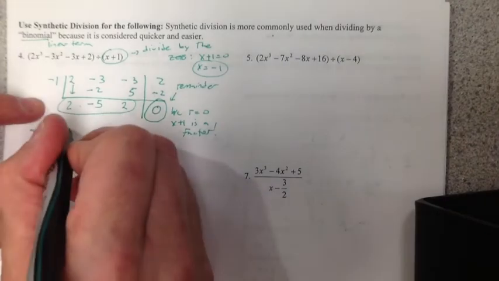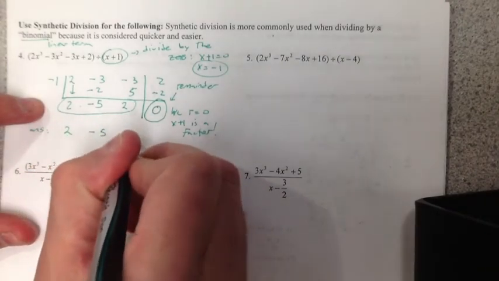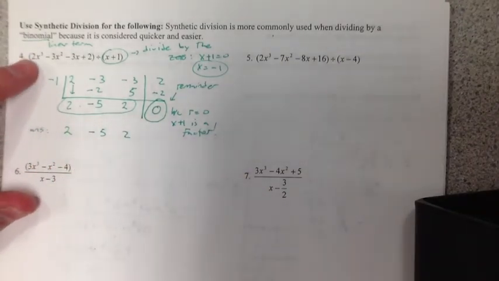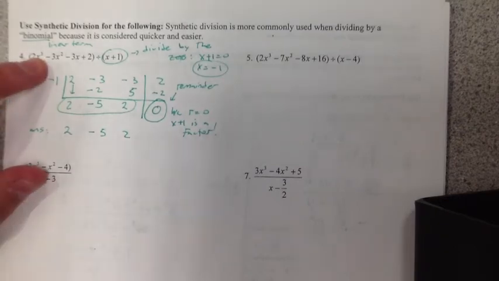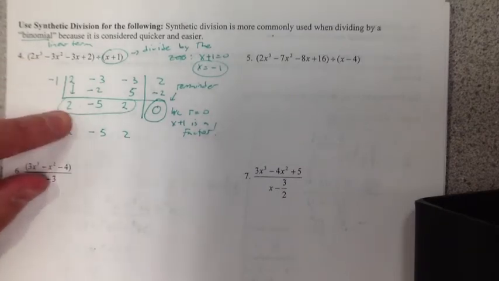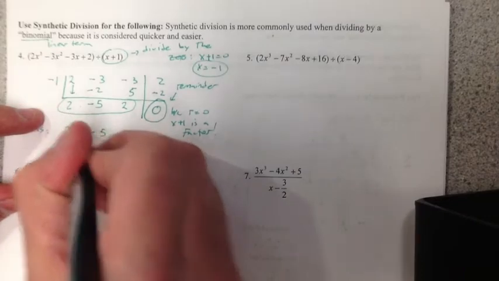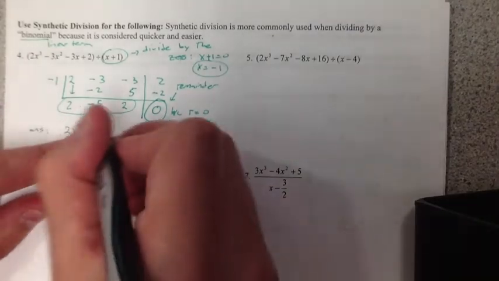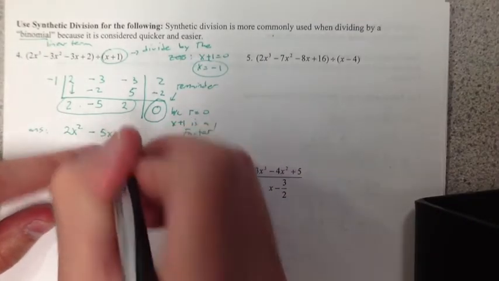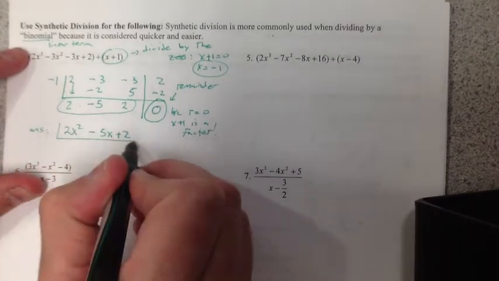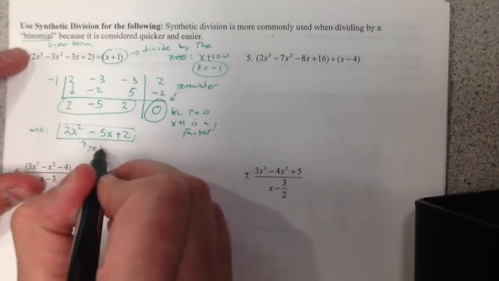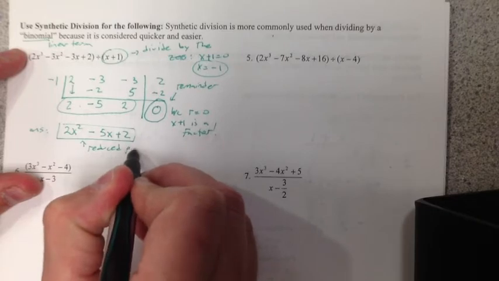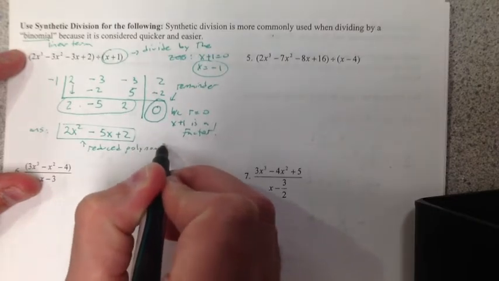And now, to get our answer, we look at this part down here. These are the coefficients, our new coefficients. And we start by doing 1 power less. So if I start with x cubed, this becomes x squared. It is called a reduced polynomial. X squared, x, and no x, but I put a plus 2 there anyways. And there's our answer. It's called the reduced polynomial.